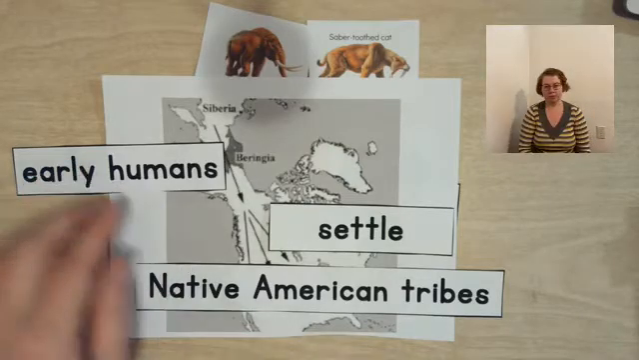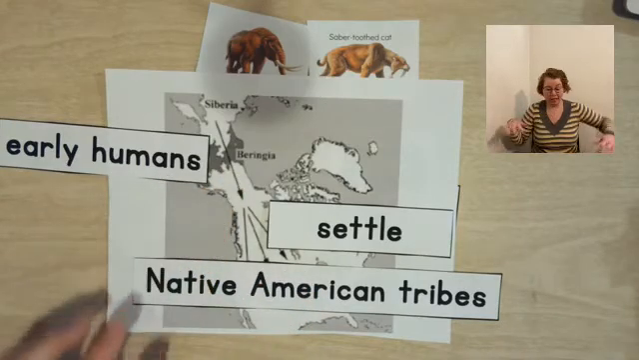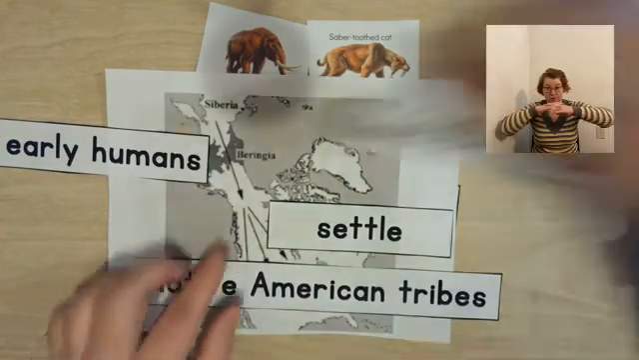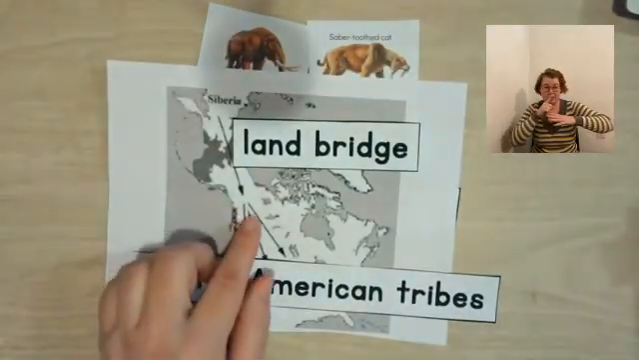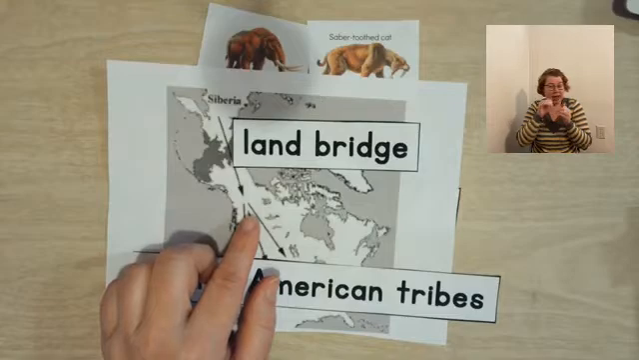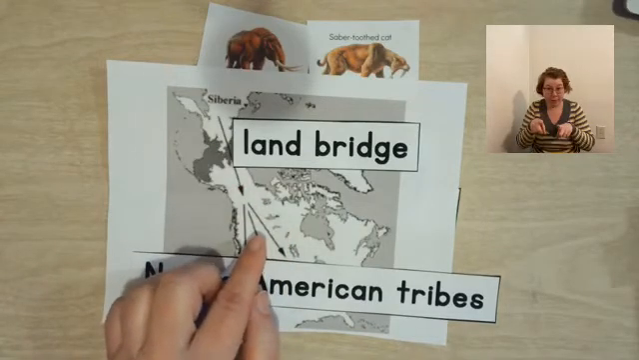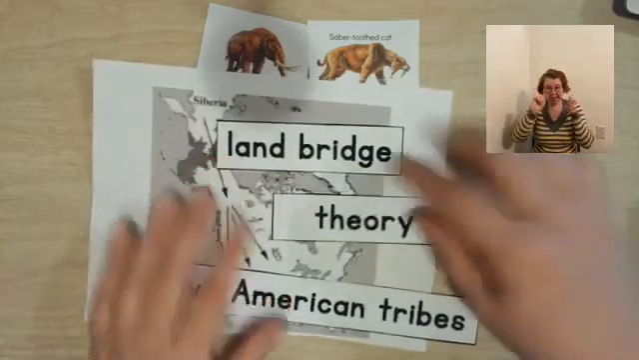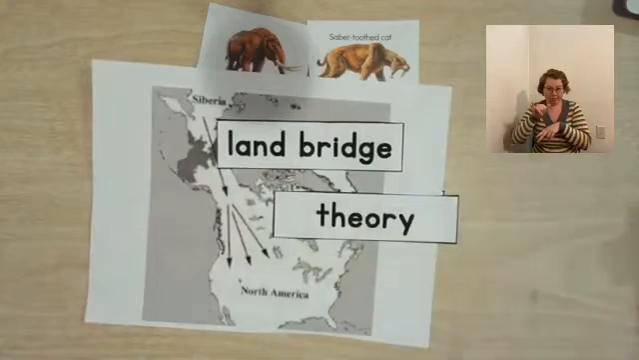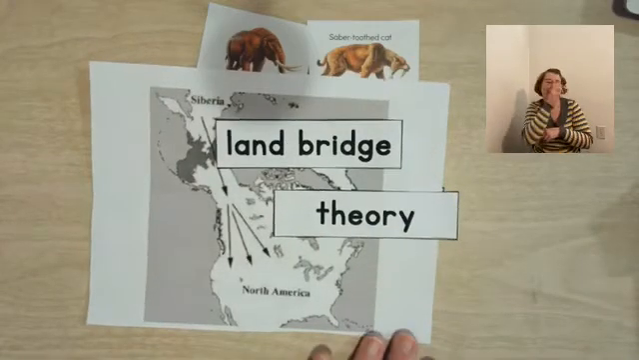So we don't know for sure that this land bridge happened, we're not sure exactly how this happened. We're not sure that it happened. And so that is why we say this is a theory. The land bridge is a theory. It's an idea. It's our best guess at what happened.